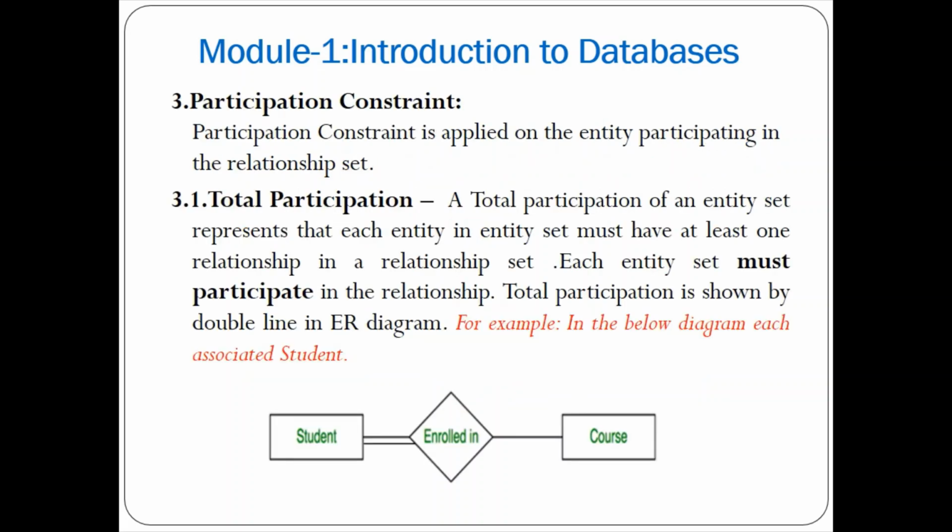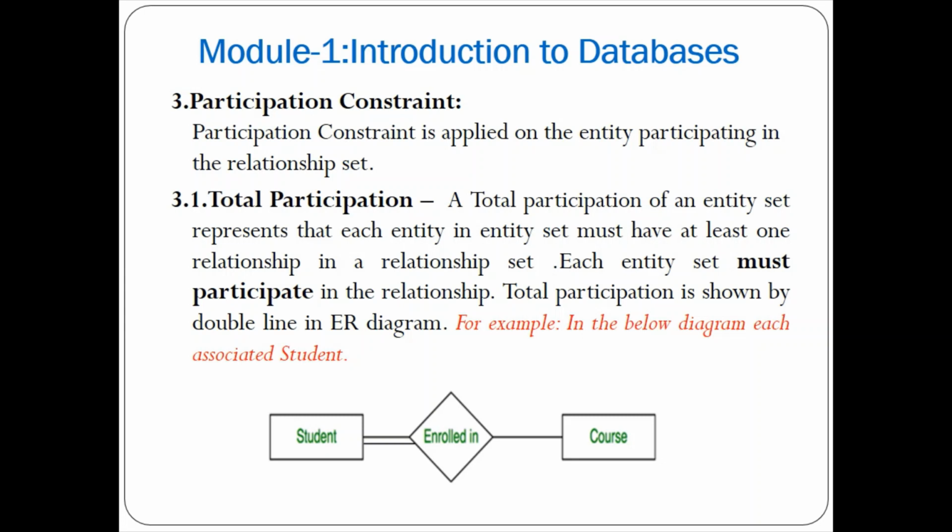The next topic is participation constraint. What is participation constraint? The participation constraint is applied on the entity participating in the relationship set. It means the participation constraint defines the least number of relationship instances in which an entity must compulsorily participate. There are two types of participation constraint: total participation and partial participation.